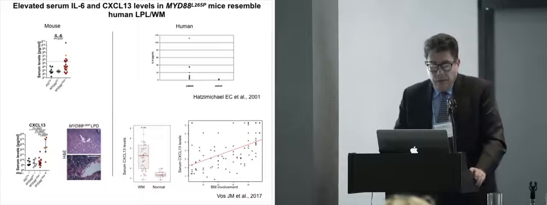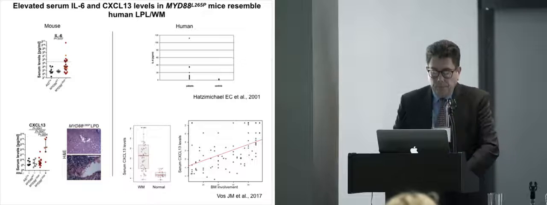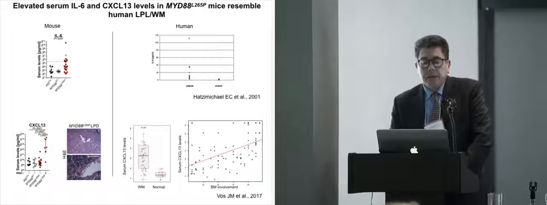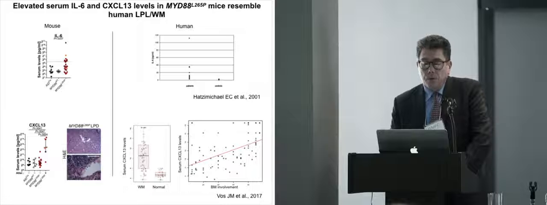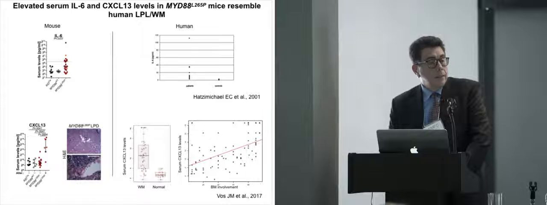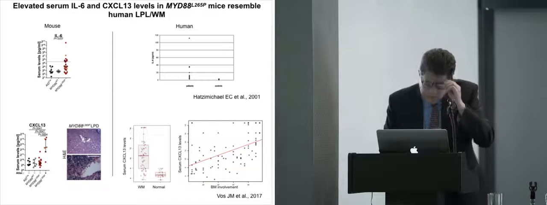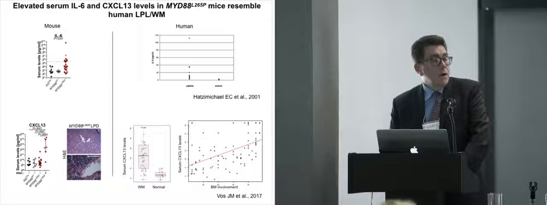I'm going to mention another very important analogy between our mouse model and the human. I mentioned before that interleukin-6 is increased. The level of serum interleukin-6 is increased in patients with Waldenstrom as compared with normal patients. The same happened in our mouse; we see an increase in interleukin-6. Something that has also been described in humans is that CXCL13 is increased in patients with Waldenstrom compared with normal, and we see the same in our mice.